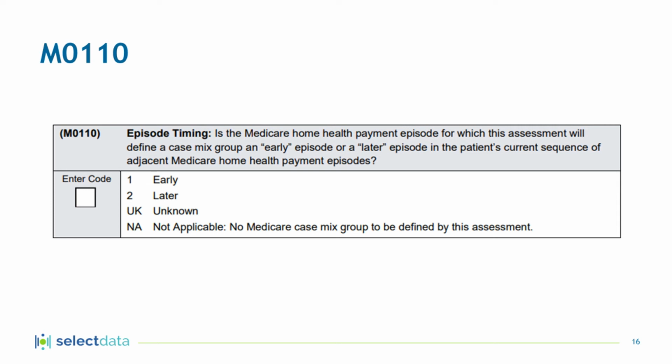Response-specific instructions. A sequence of adjacent Medicare home health payment episodes is a continuous series of Medicare PPS payment episodes, regardless of whether the same home health agency provided the care for the entire series. A LUPA, otherwise known as a low utilization payment adjustment episode, less than 5 total visits, is counted.